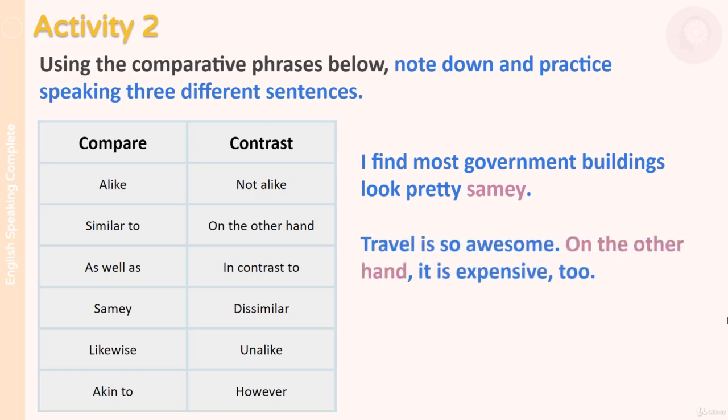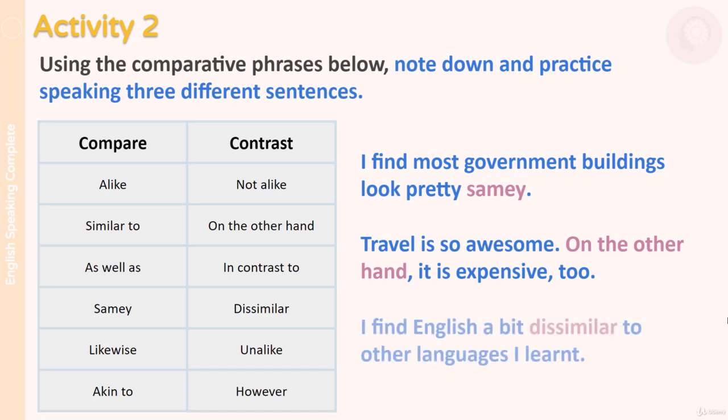Travel is so awesome. On the other hand, it is expensive too. One positive, one negative. A lovely phrase, on the other hand. I find English a bit dissimilar to other languages I learnt. So again, contrasting, showing the difference in English and other languages. Okay, so I hope that you enjoyed using more of these expressions again, and it's time for activity 3.